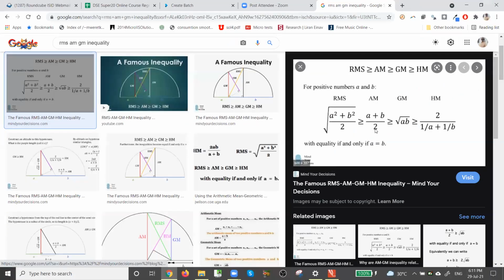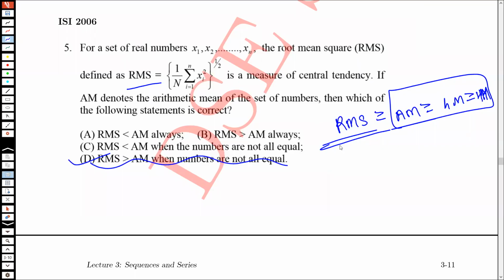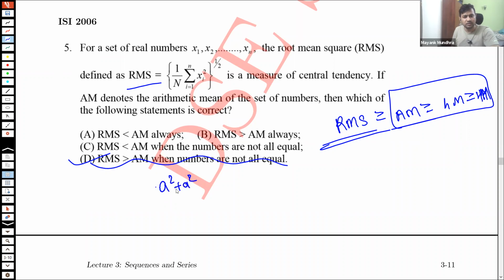Okay, sir, no wait. So this is basically based upon the property only. RMS, when numbers are same, would be square root of (a square plus a square) by 2. So if you have the same numbers, RMS will be equal to AM. So the equality always holds if the numbers are same. If the numbers are different, then it becomes a strict inequality.